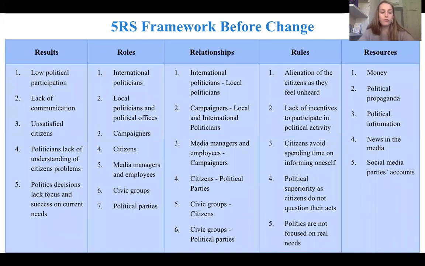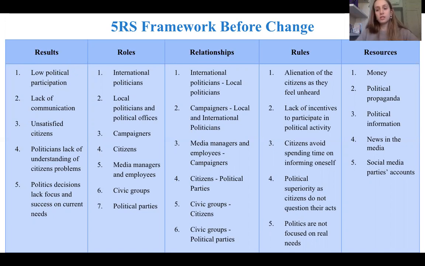So, the 5 R's framework before the change. There were some roles, for example: international politicians, local politicians and political officers, campaigners, citizens, media managers and employees, political parties, and civic groups, and between all these people there were some relationships. However, citizens were not relating specifically with politicians. So this relationship was really lacking.